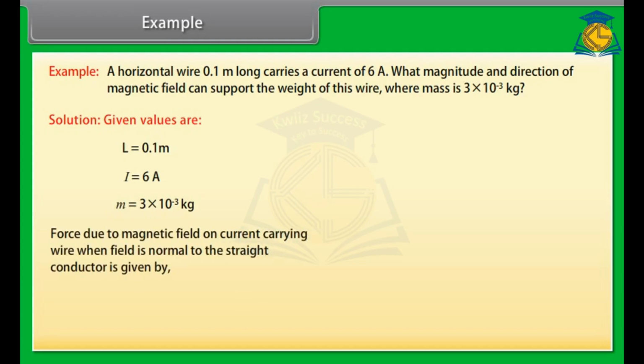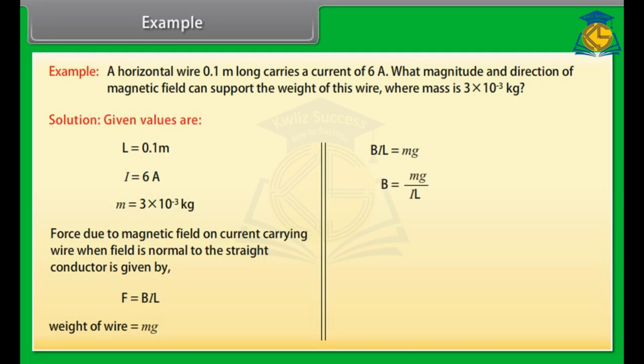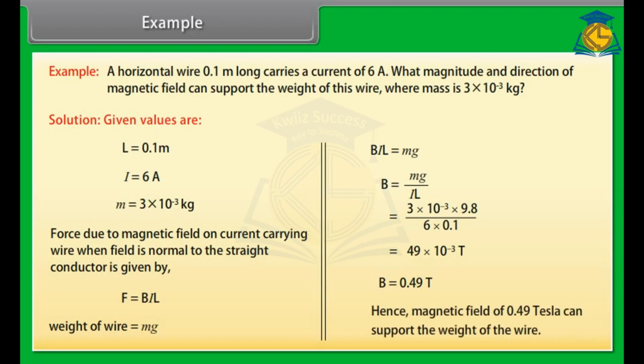Force due to magnetic field on a current-carrying wire when the field is normal to the straight conductor is equal to BIL. Weight of wire is given by mg. On comparing these two equations, we get BIL = mg, which can be written as B = mg/IL. By putting the values and calculating, we get B = 0.49 Tesla. Hence, a magnetic field of 0.49 Tesla can support the weight of the wire.